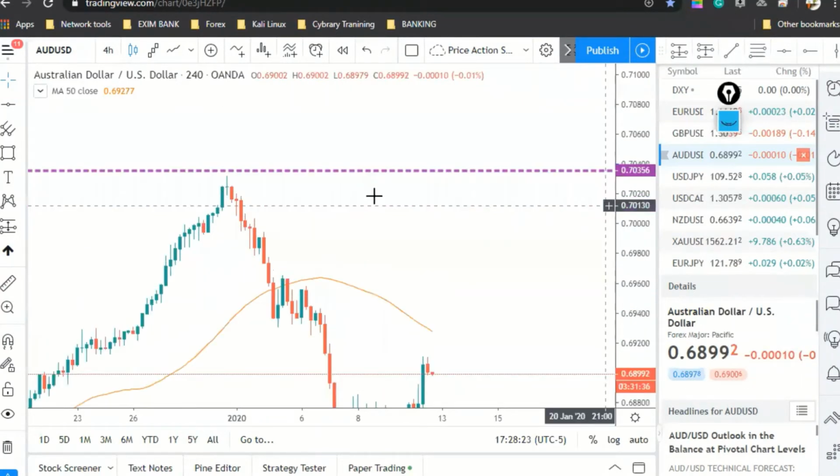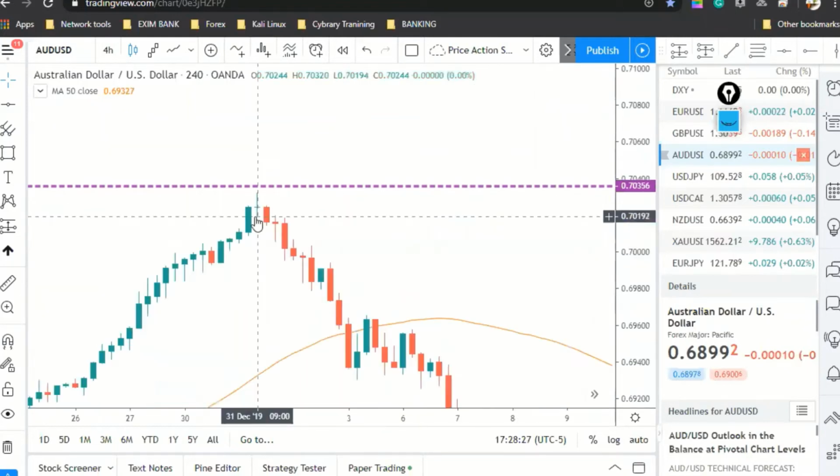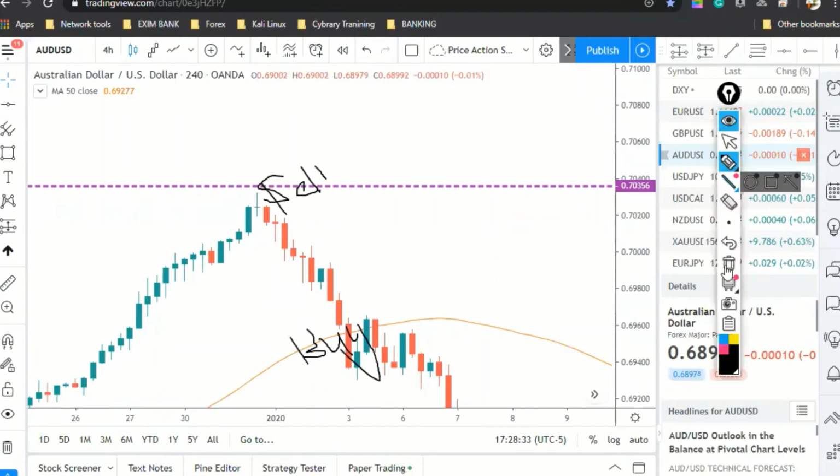In this situation, price managed to come to the area December 31st, exactly New Year's Eve. Price is at the area. Would you say price is at the area right now?